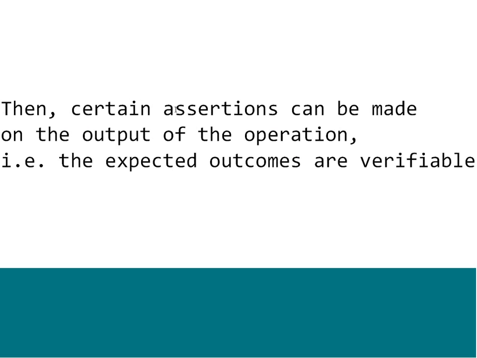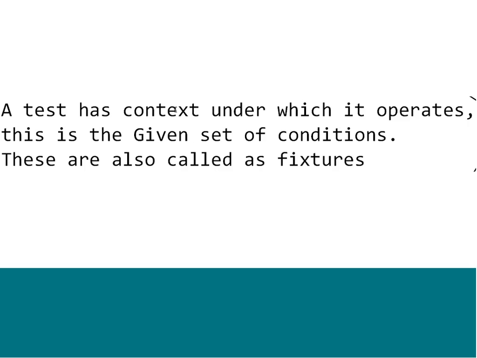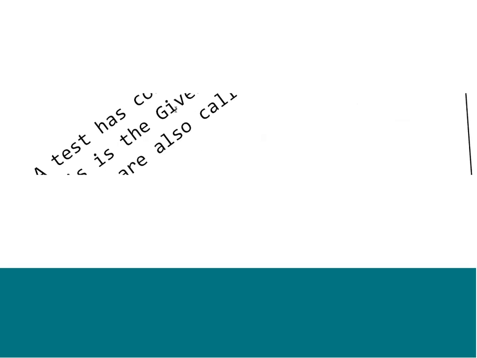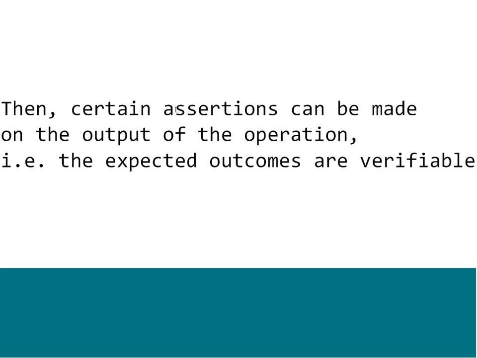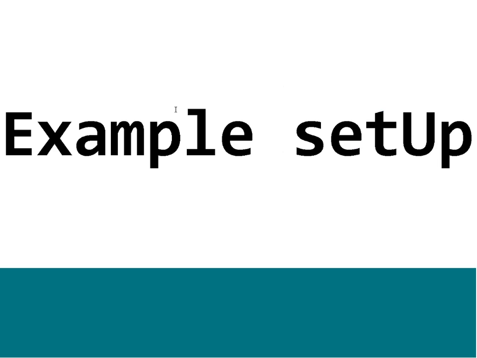So once again to repeat it, there is a context under which it operates, which is the initial set of conditions. These are also called fixtures. Under those initial conditions, a new operation is performed on that unit. That new operation causes certain values to change, and you are essentially making assertions on the outcomes of that operation.